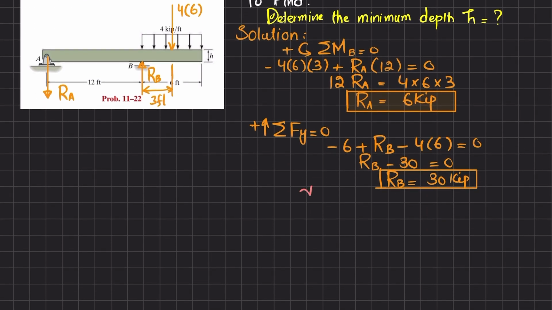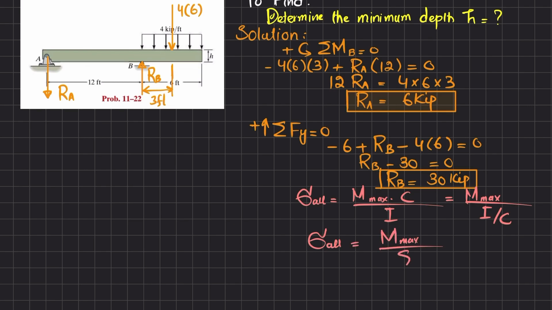We know that the allowable bending stress is equal to the maximum bending moment into C divided by I, or you can see that this will also be equal to the maximum bending moment divided by I divided by C. This I divided by C is the section modulus, so the allowable bending stress is the maximum bending moment divided by the required section modulus. Clear? I will write S is equal to I divided by C.